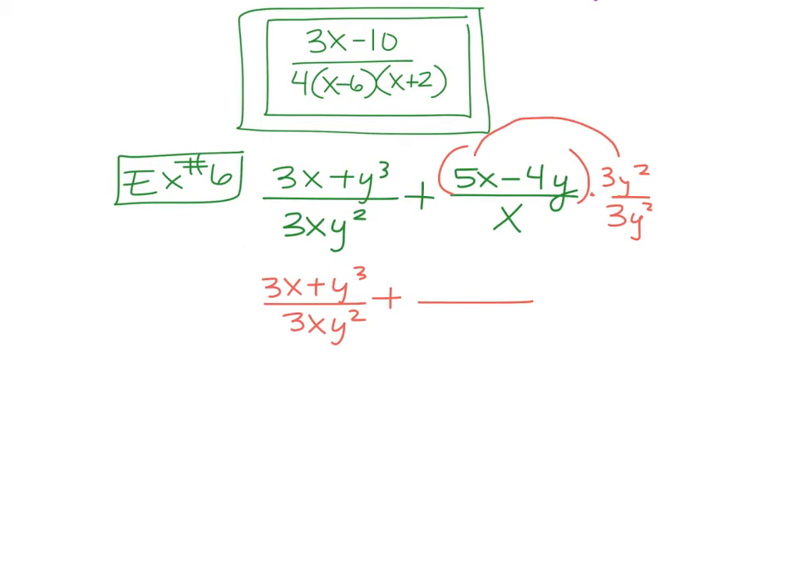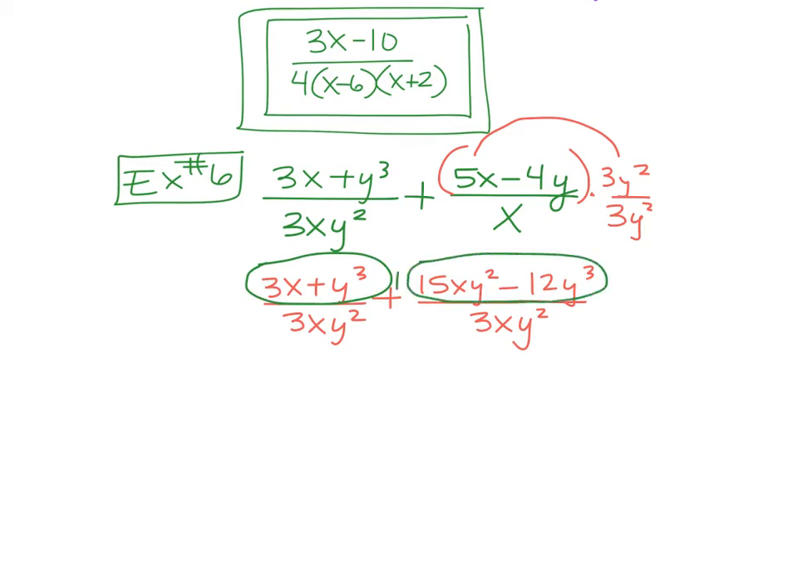This would be 15xy squared minus what? 12y cubed. Okay, over 3xy squared. And now you can add them together. So it's going to be this numerator plus this numerator, right? We're just adding that part together.